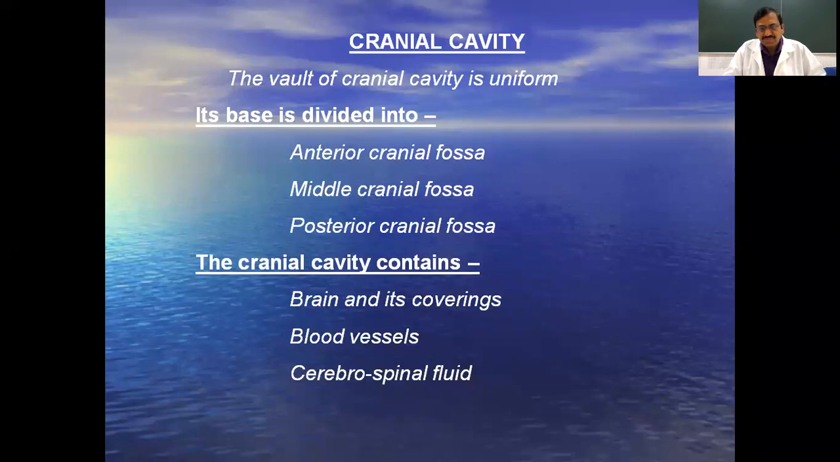Next, what are the different parts of the cranial cavity? For our convenience, we divide it into 3 parts: the anterior cranial fossa, the middle cranial fossa, and the posterior cranial fossa. These 3 cranial fossae are not in the same plane. They are like steps. The anterior cranial fossa is on the first floor, the middle cranial fossa is the ground floor, and the posterior cranial fossa is like a cellar. That is the location of the 3 cranial fossae.